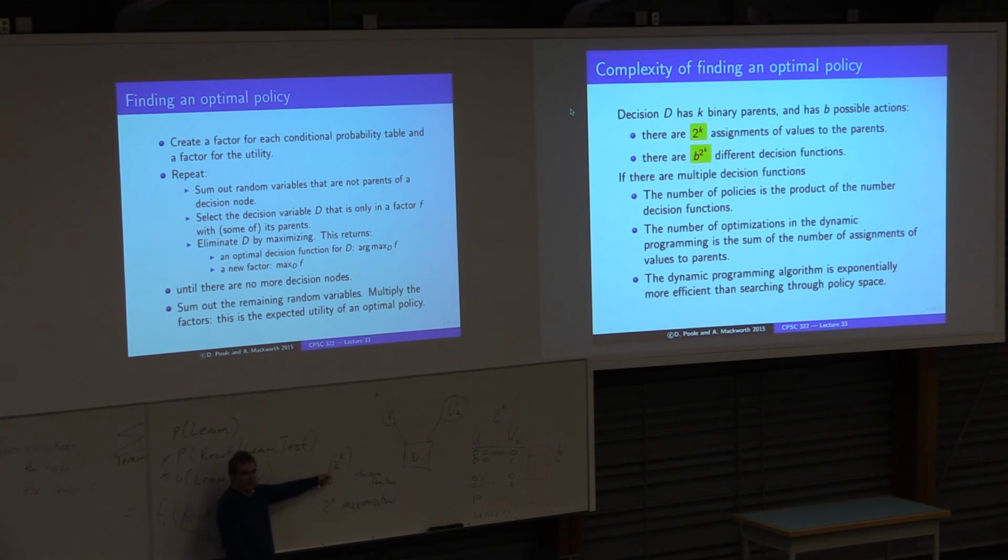You might think, let's search through this space like we did when we were trying to optimize these things. But dynamic programming algorithms, of which variable elimination is one, are exponentially faster than that. The search space is so much smaller than doing this. All right, any questions about that?